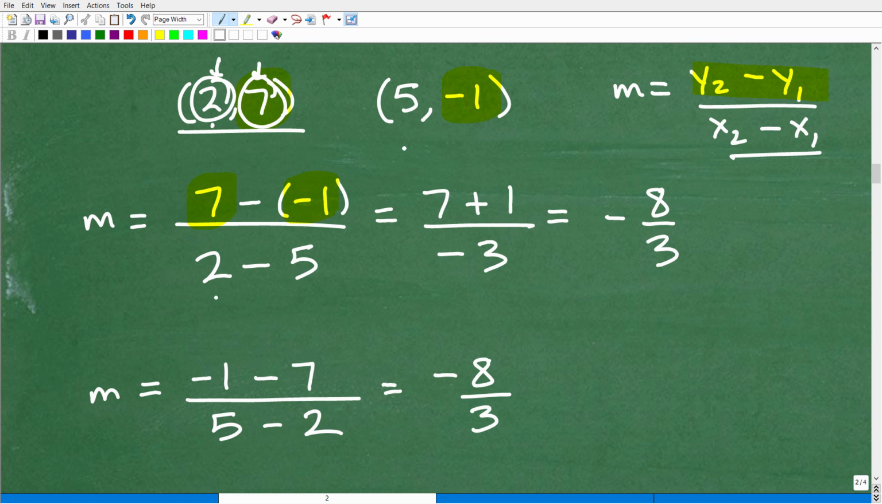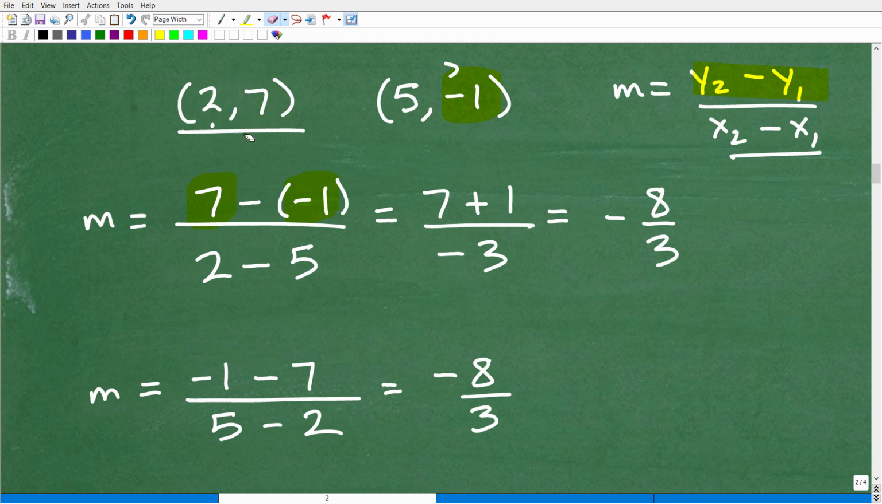If you don't do this order correctly, in other words, let's say you go 7 minus negative 1, taking this 7 and subtracting away this negative 1, and then you say, well, I'm going to take this 5 and subtract from 2, so 5 minus 2, it's the same thing as subtracting x's. You will get the answer wrong. You'll get the signs wrong. This is one of the most common errors for algebra students when they're calculating the slope. So let me just be very clear about that.